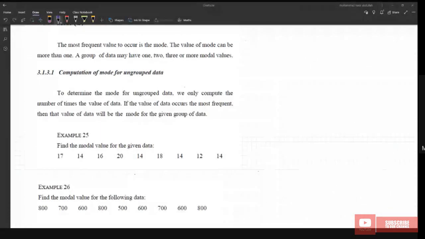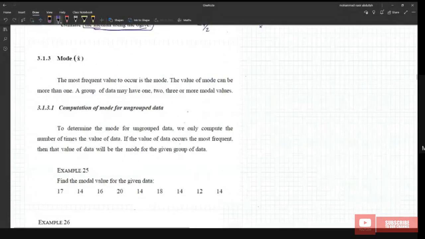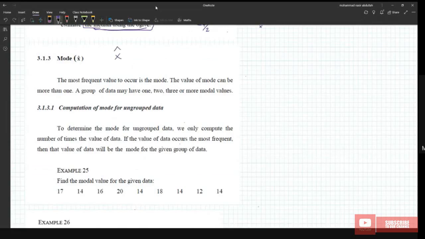For mode, the symbol for mode is x hat. So we have x hat, X with a hat. So this is the symbol for mode. Mode is the most frequent value to occur, right? There can be more than one mode. A group of data may have 1, 2, or 3 or more mode values, right?